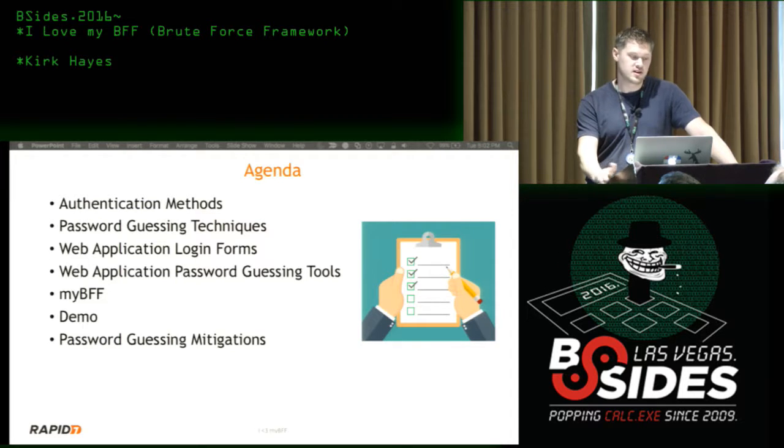We'll talk about tools that are out there for web application testing and guessing, their strengths and weaknesses, and then I'll talk about my BFF. We'll get deep into how that works, the different modules, what you can do to add into it if you want. I'll do a quick demo on its functionality, and then we'll talk about mitigations for these kinds of attacks, since we really want to be able to protect against those.